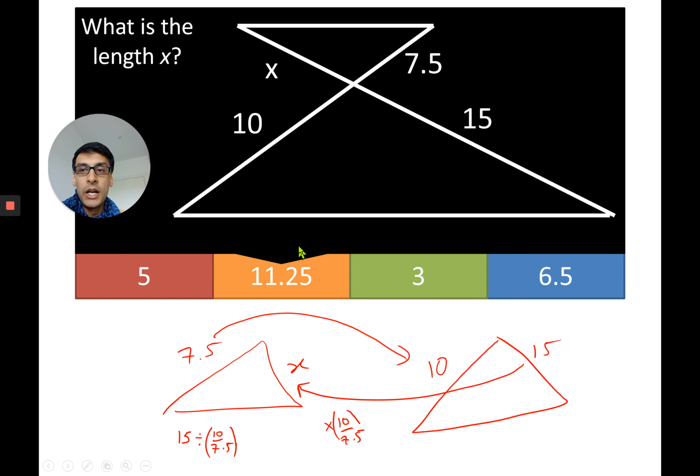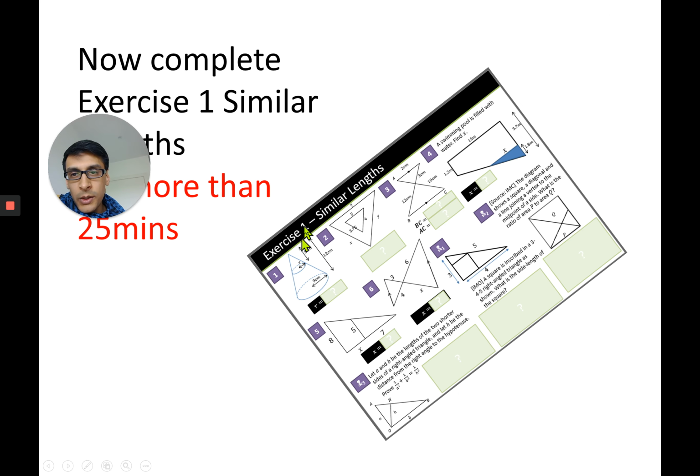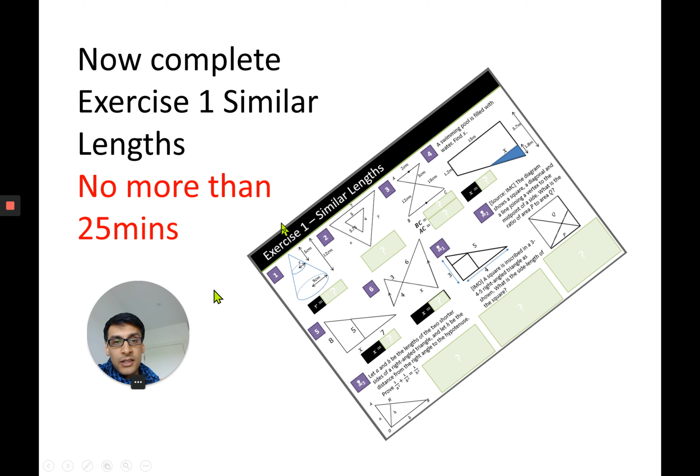Now, in terms of work this week, you are going to do this exercise. Spend no more than 25 minutes on it. The last 3 questions are extension questions. I think I've written out the solutions quite well, so you hopefully should not get stuck. Don't get too stuck up on this final extension if you're not completely clear on it. However, the rest of it, including the first 2 extension questions, I think they're quite doable for you guys.